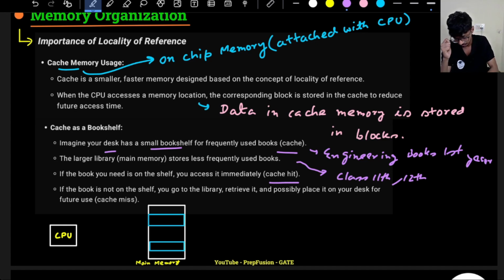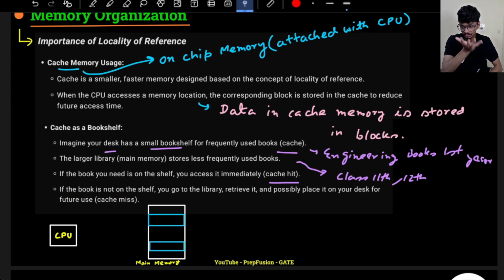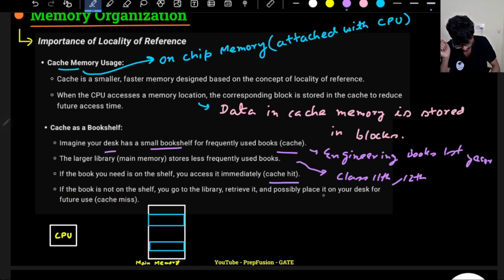What is a cache miss? If the book is not on the shelf, let's say you required a book and it is not your first year engineering book, it is a physics book of class 12. You will first go to the cache memory and ask, do you have the class 12 physics book? Cache will say, no bro, I don't have it. So that is a cache miss. You went to the cache memory and you are not able to get the book. That is a miss from the cache, that's why it is called a cache miss.